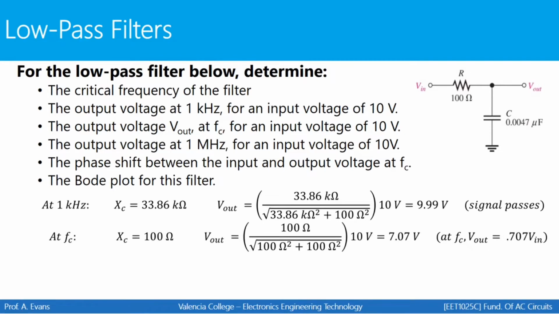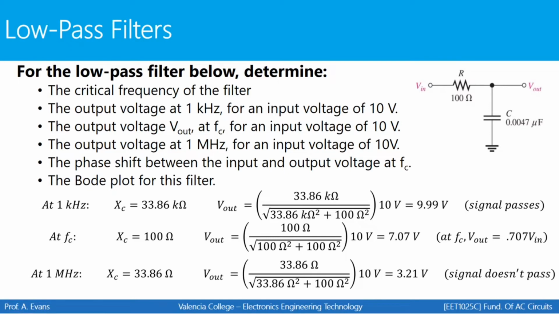At the critical frequency, XC and R have the same value. So I end up, when I set up my voltage divider, with an output of 7.07 volts. Remember, at FC, this relationship will always be true. You put in 10 volts, you get 70.7% of that out at the critical frequency. So our signal is going to pass, but barely. This is the highest frequency that's going to be allowed to pass is FC. After this, nothing will pass.